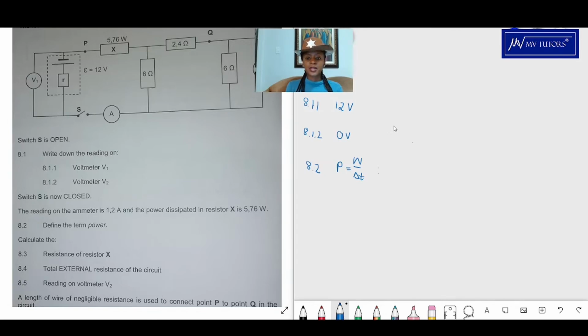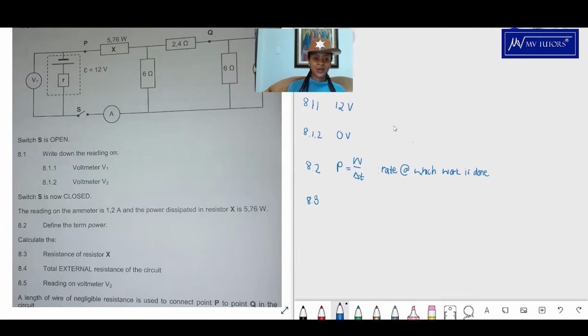So basically power is the work done over time. As soon as there is time there, you can say power is the rate at which work is done. And you can leave it at that. Cool. Now 8.3. It says calculate the resistance of resistor X.